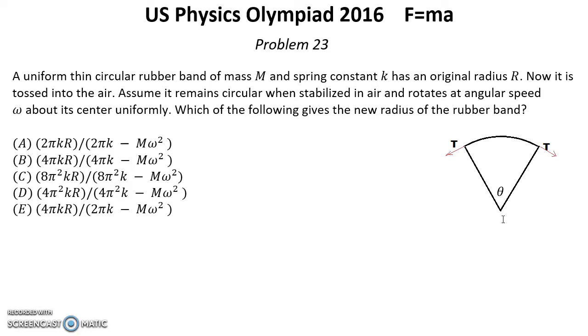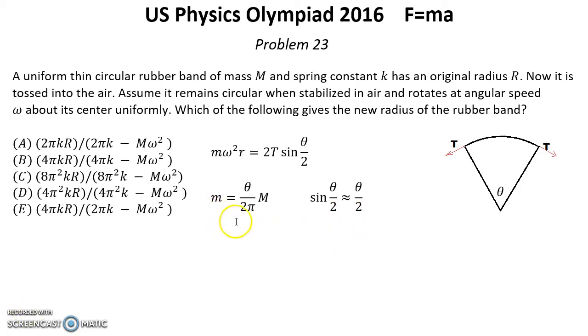Here we can write the equation for rotation of this segment around the center of this rubber band. We have two tensions and they create a net force, which is creating centripetal force for this segment. And we have this equation: m omega squared r, where r is the new radius, and this is the centripetal force for small mass m. That's equal to tension multiplied by sine theta over 2. And now let's check what is small m and what is sine theta over 2.